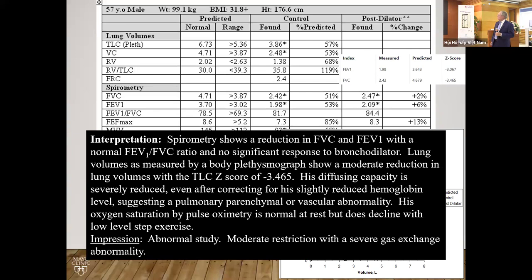If we look at the interpretation, it simply says spirometry shows a reduction in the volumes with a normal ratio and no response to bronchodilator. Lung volumes measured by body box show a moderate reduction in lung volumes. Diffusing capacity is severely reduced, even when correcting for hemoglobin, suggesting a pulmonary parenchymal or vascular abnormality. Some comments about pulse oximetry that I didn't show you.